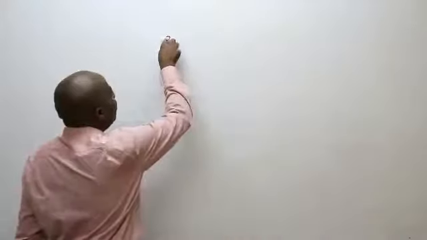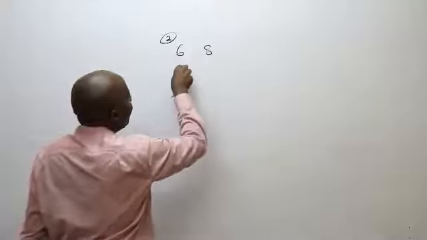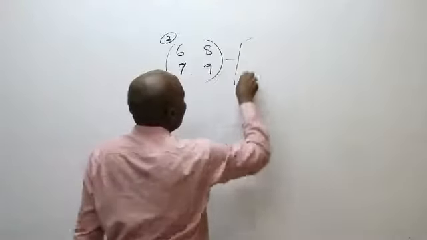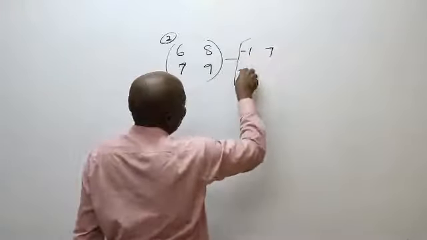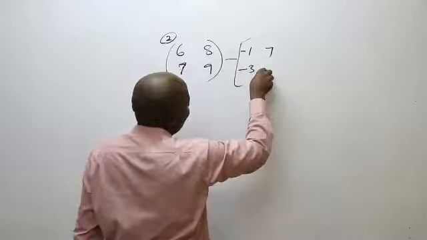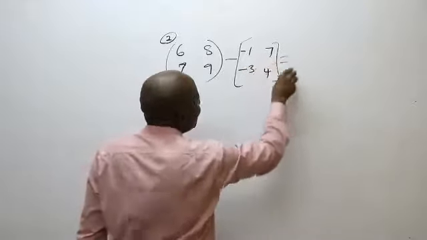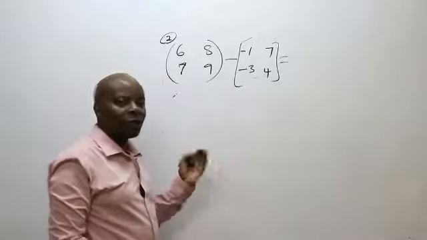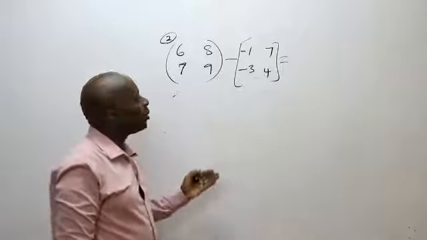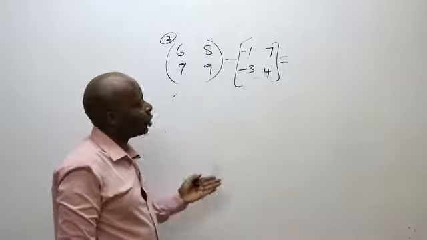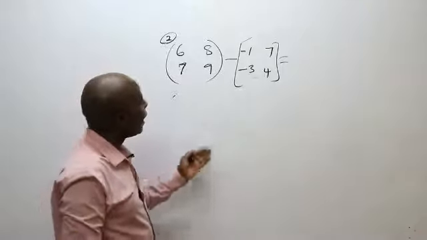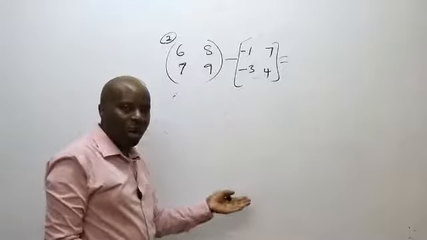Ladies and gentlemen, how about this illustration number 2? What if you're given 6, 8, 7, 9, and you are told to subtract -1, 7, -3, 4? Please look at these. Just like we did for the case of addition, we'll need these two matrices to be compatible for addition. Compatible for addition means that the two matrices must be of the same order.